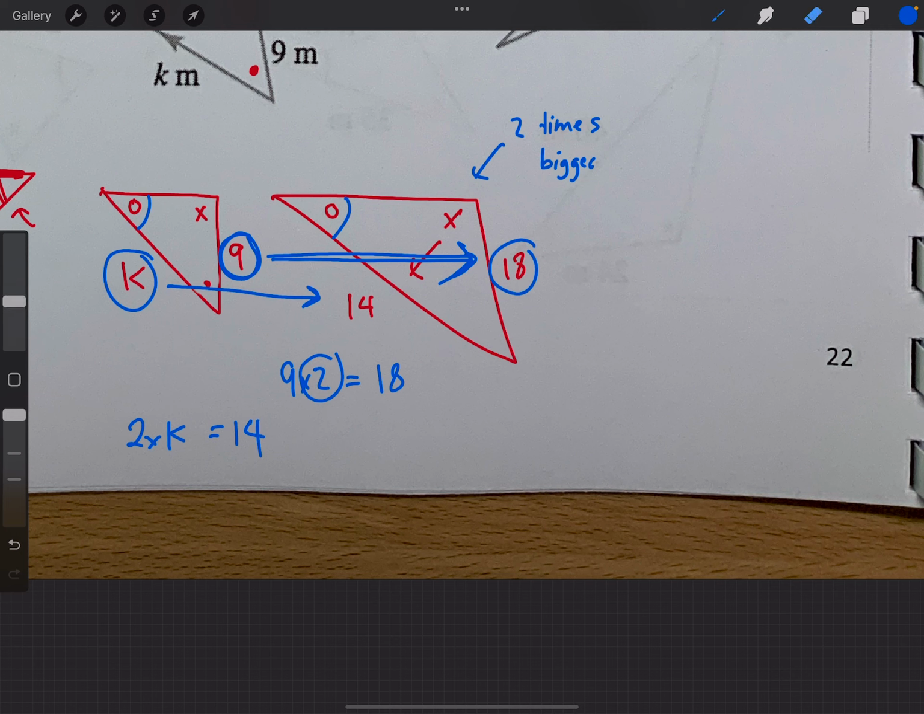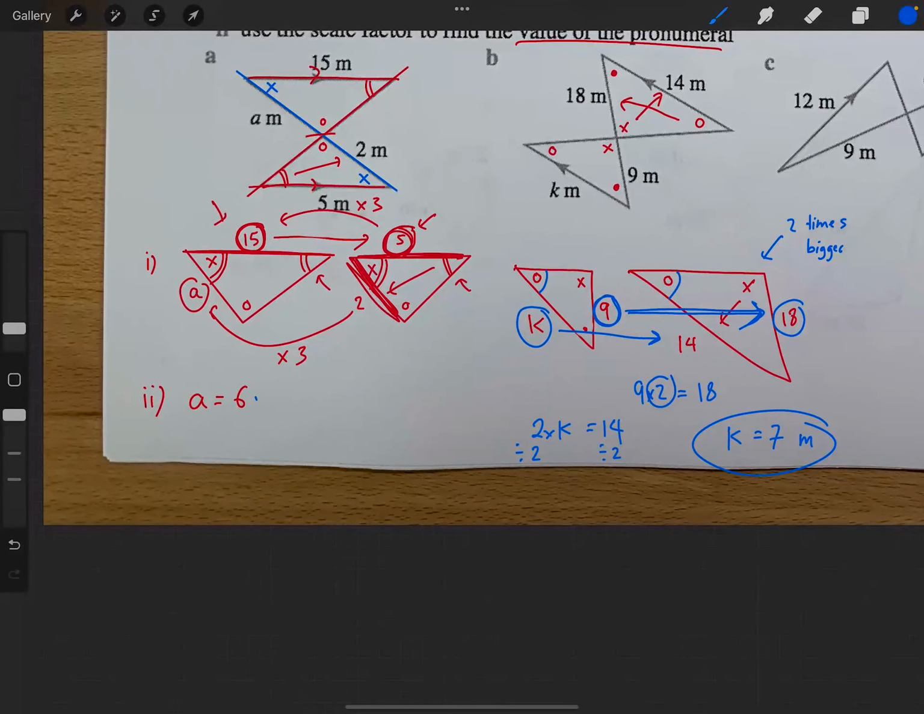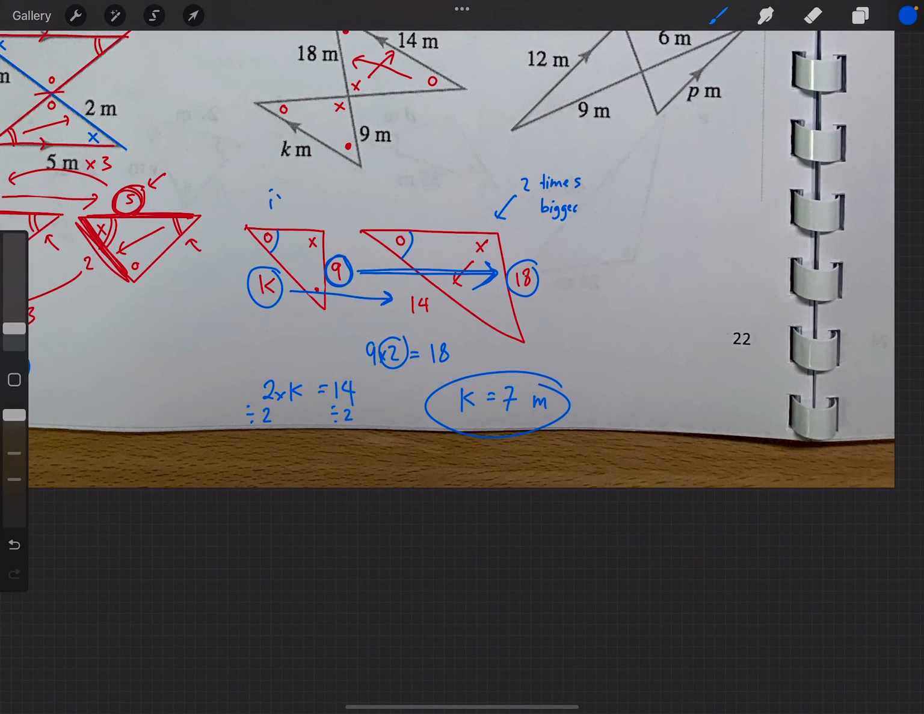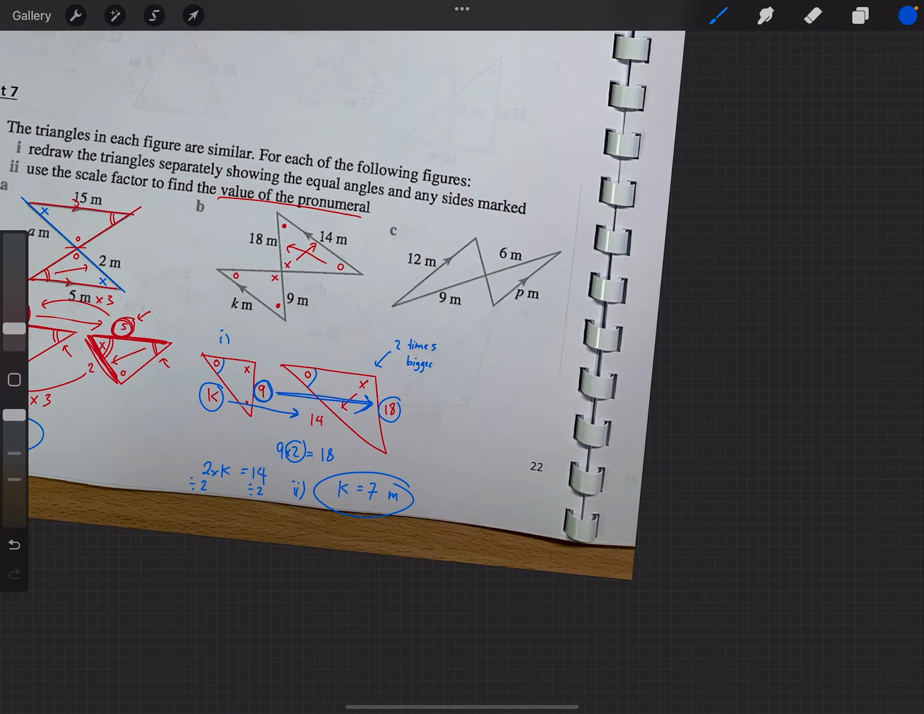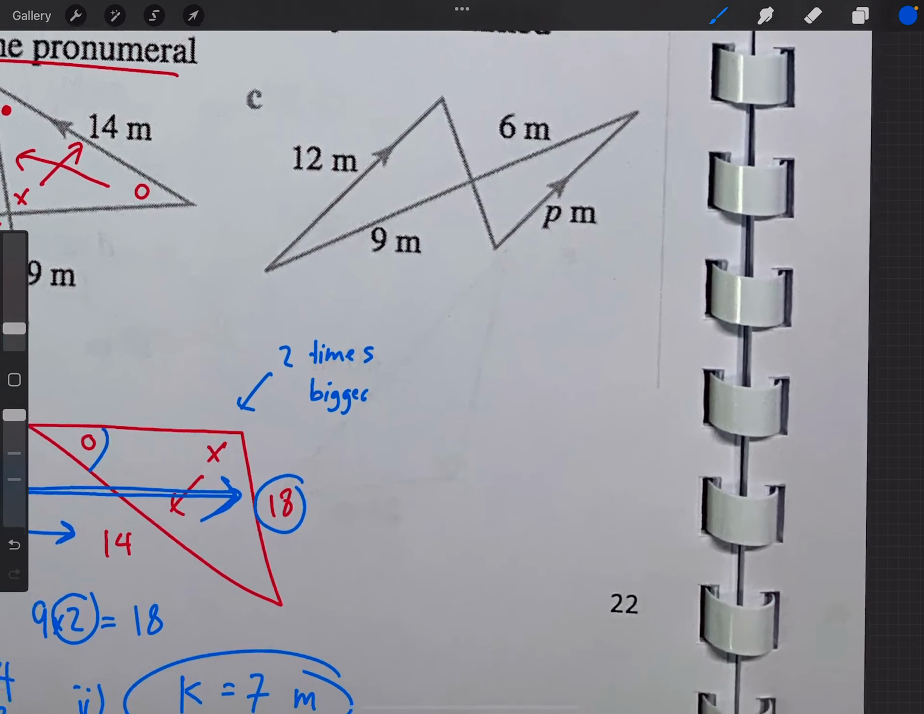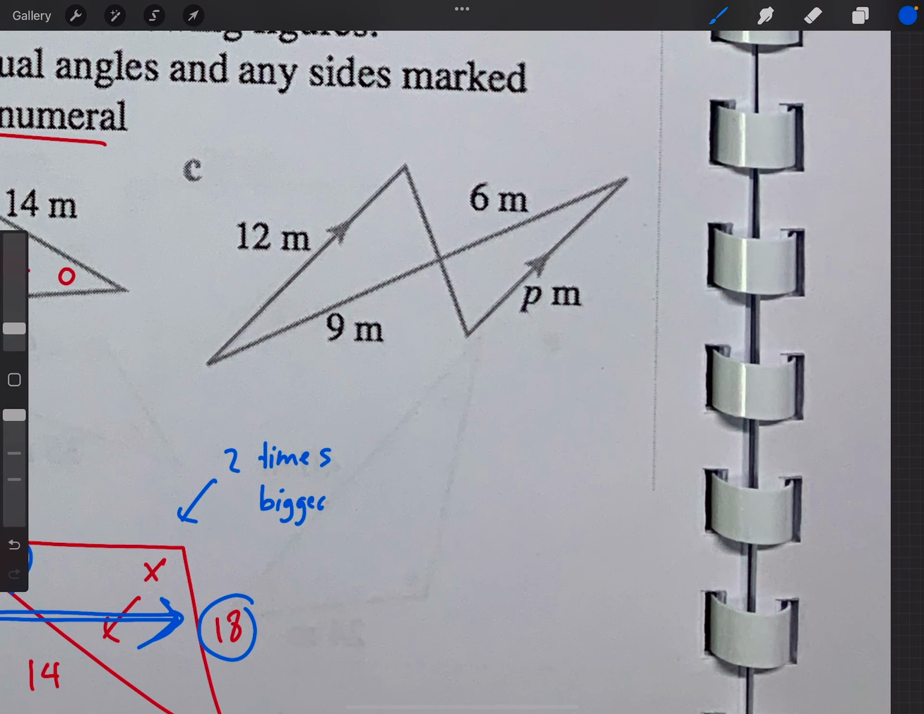Or you can do the equation and divide both sides by 2, and you get k is equal to 7 meters. There's your answer. I think this one's also meters as well. Yep. So there's your part 1 and part 2 answered. Okay, I think you can do this one by yourself. I'll just give you a little hint.